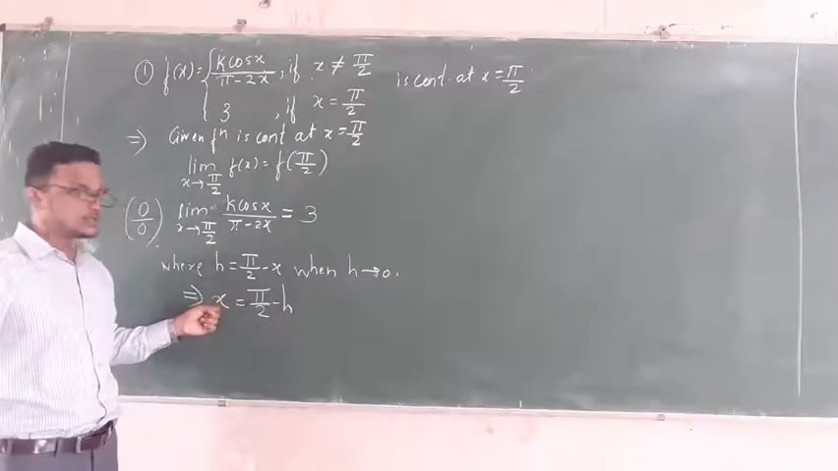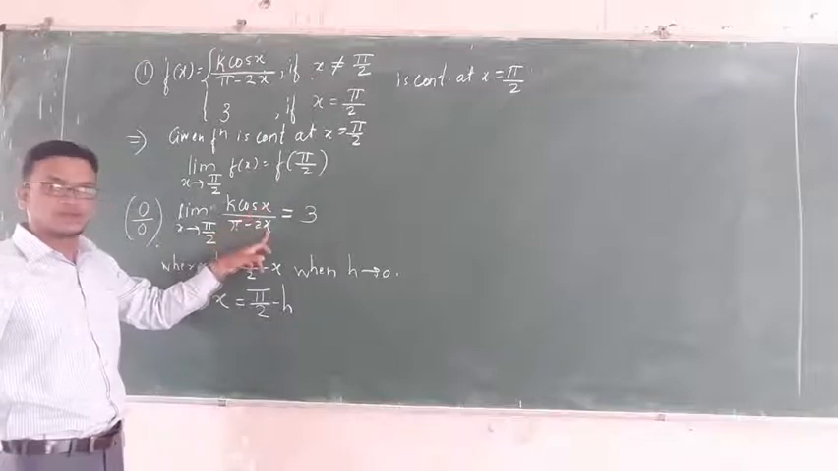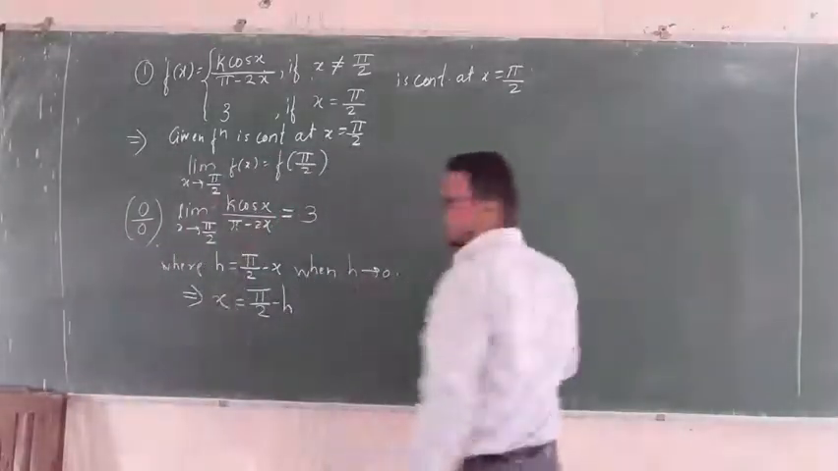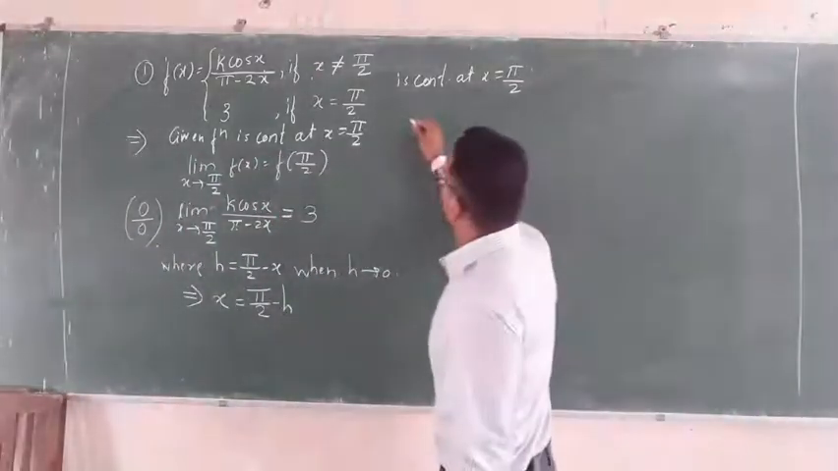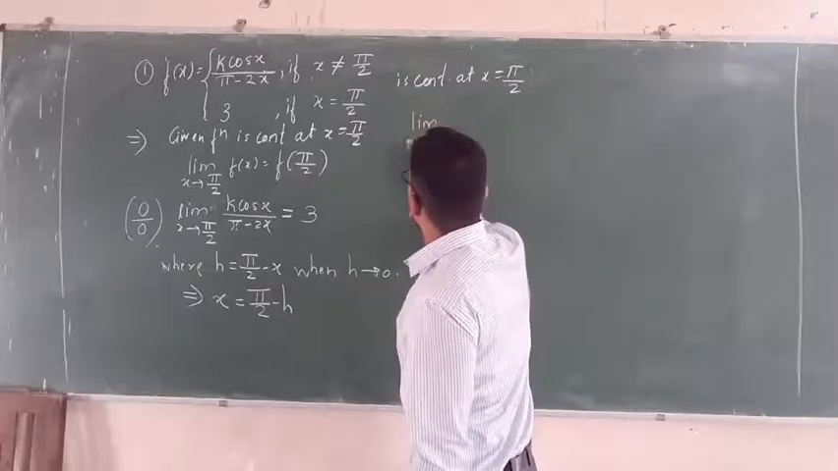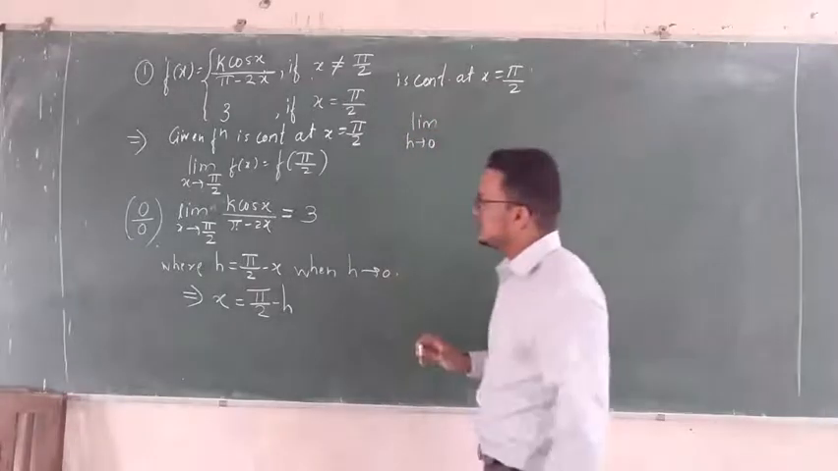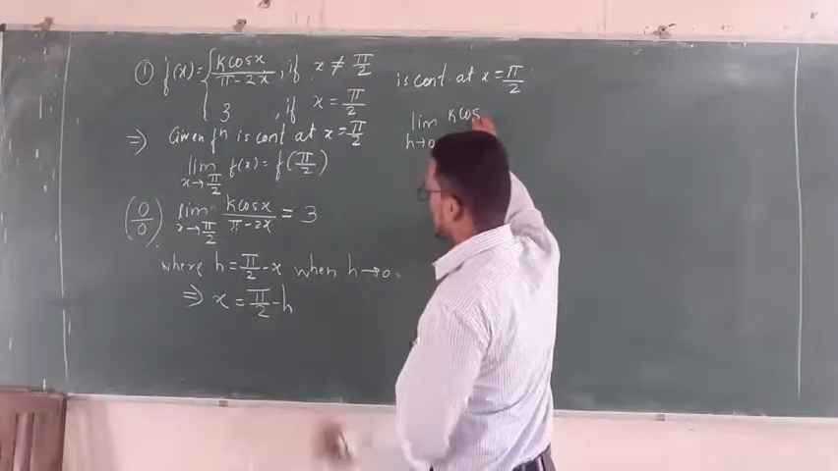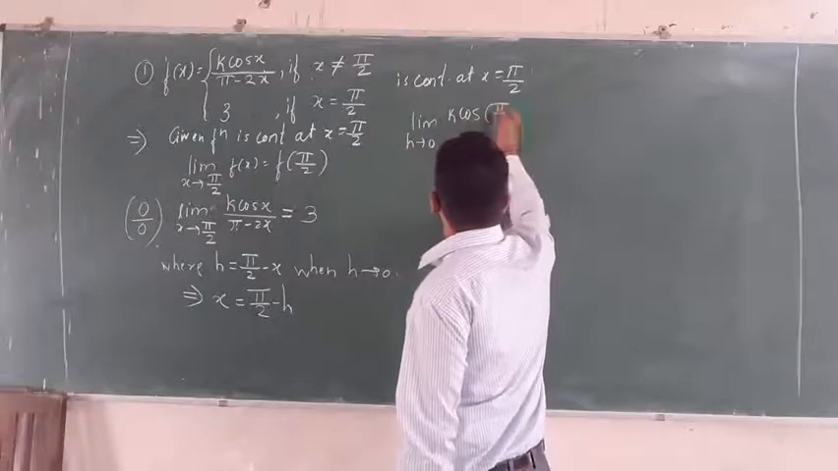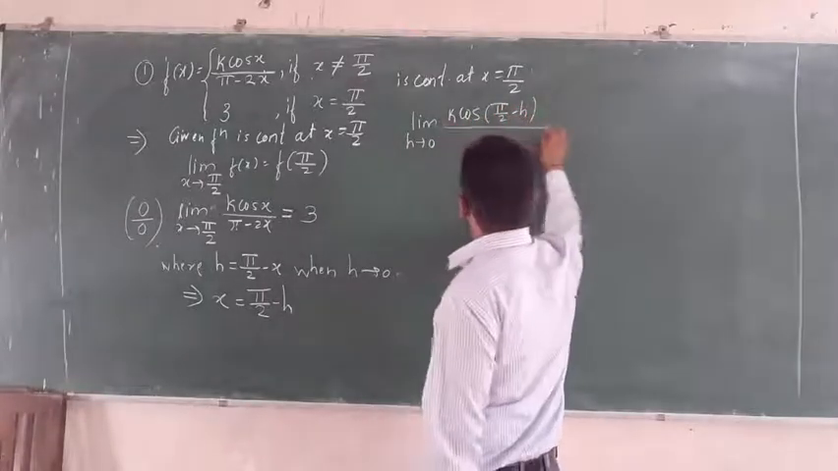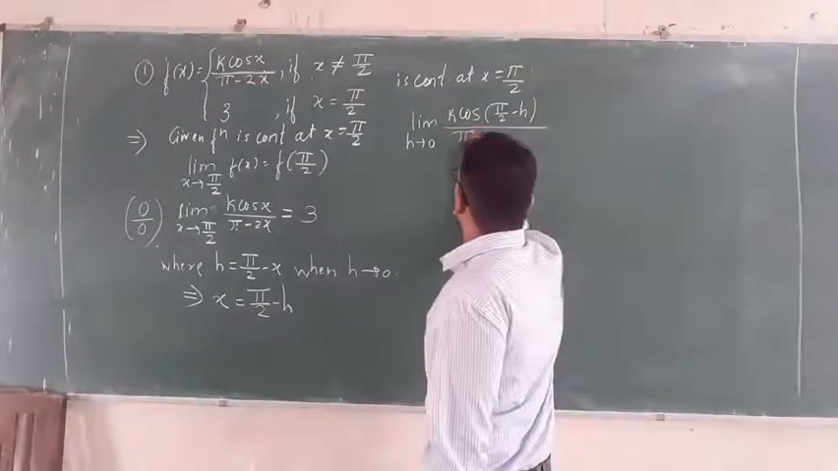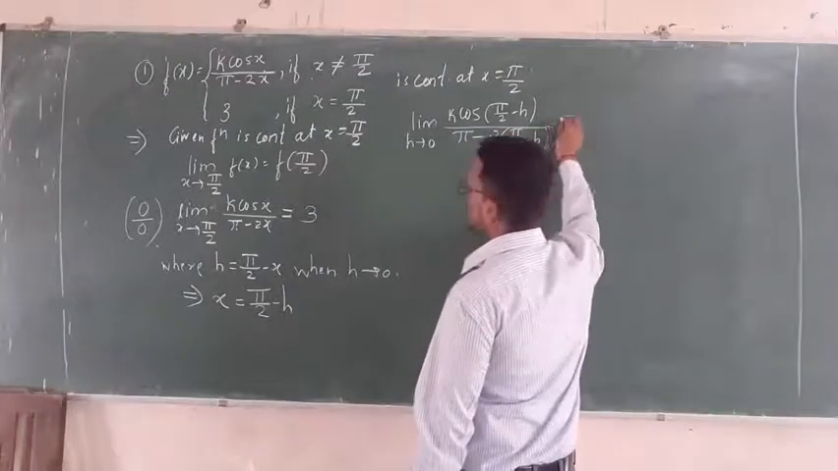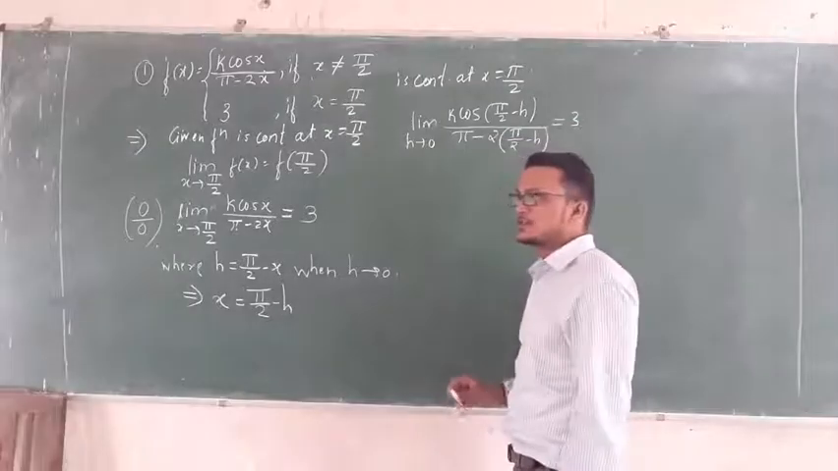Now this x value you have to put in the function wherever x is there. And your new limit is what now? h is tending towards 0. So let us now change the limit, that is limit h tends to 0, k cos x, but x is what? Pi by 2 minus h, divided by pi minus 2 into x. x is what again? Pi by 2 minus h, which is equal to 3.